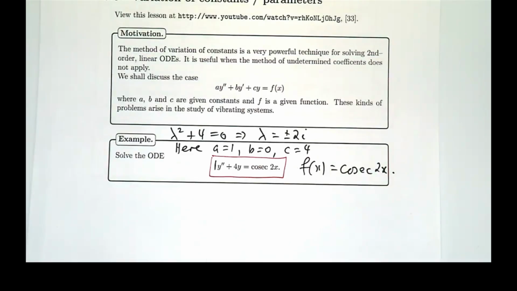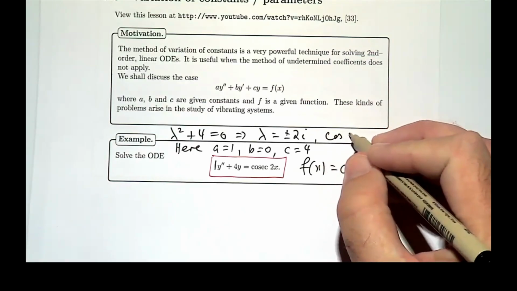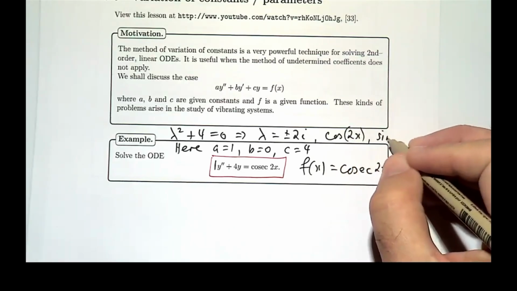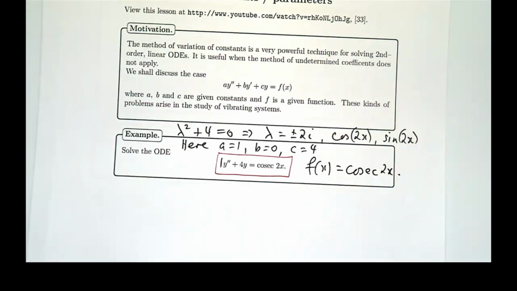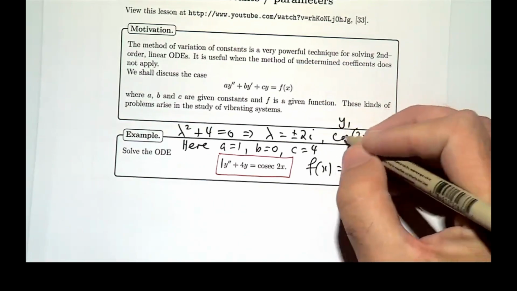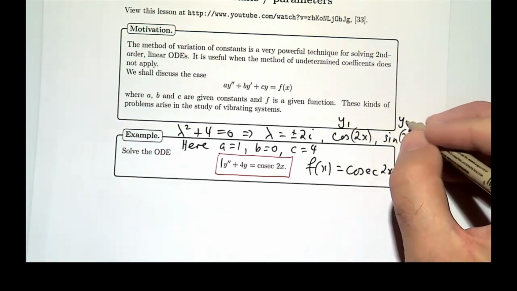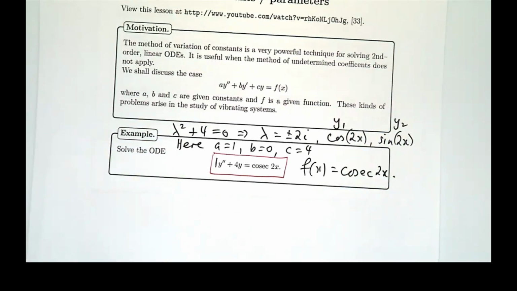All right, in that case, when they're purely imaginary, it's just a linear combination of cosine and sine. Okay, so we've got cosine 2x and sine of 2x. Okay, they're going to be our 2 linearly independent solutions. So let's label cos of as y1 and sine of as y2. Okay, that's the easy part.